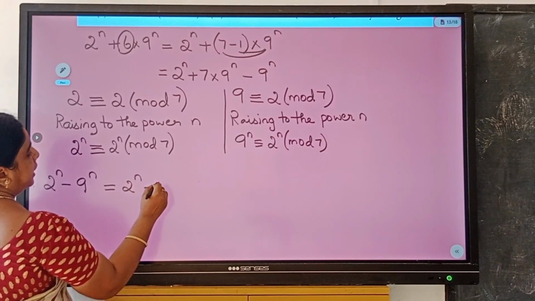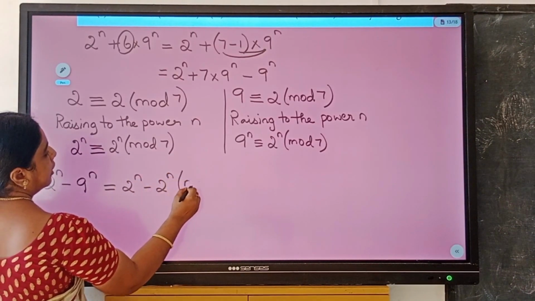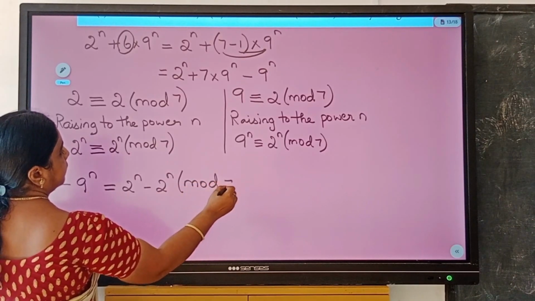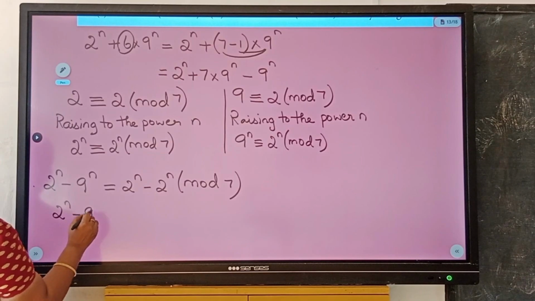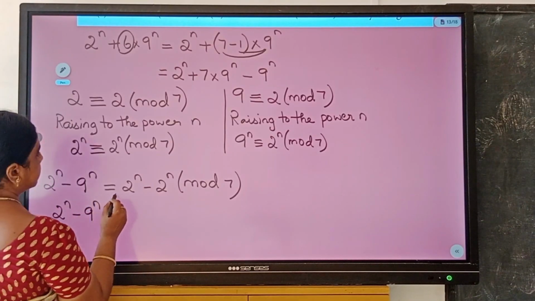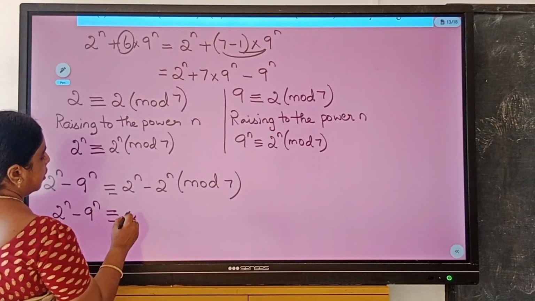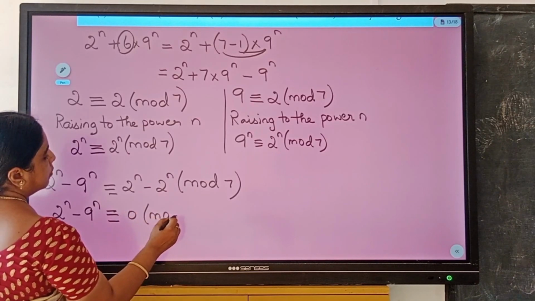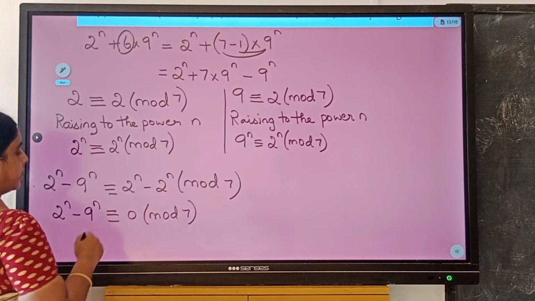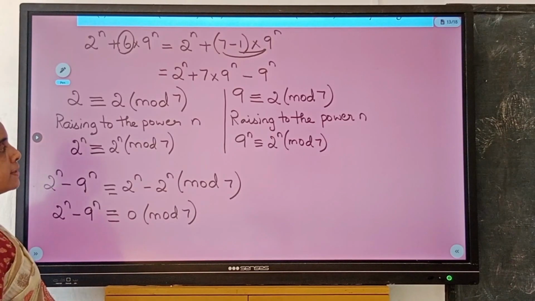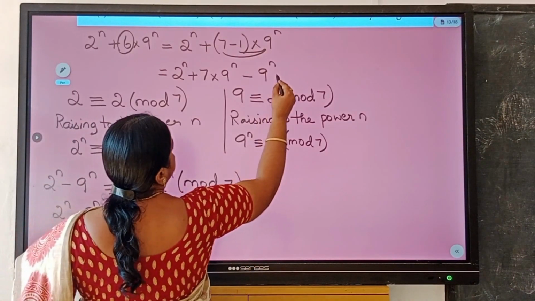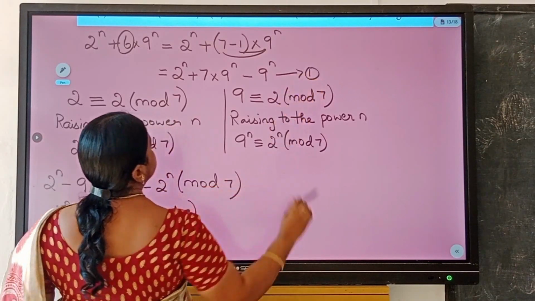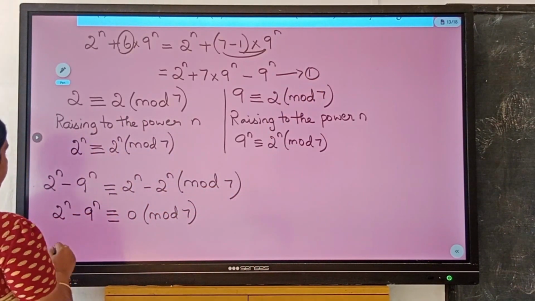So 9 power n is congruent to 2 power n mod 7. So 2 power n minus 9 power n is congruent to 0 mod 7. So this I am going to substitute in 1. This is my first equation.